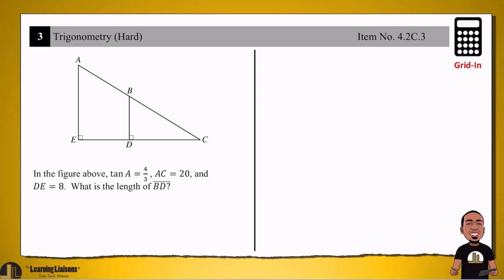So the answer here is 6. Let's go ahead and explore why. So again, we're looking for BD, the length of BD. And to figure that out, well, it seems that we have similar triangles.